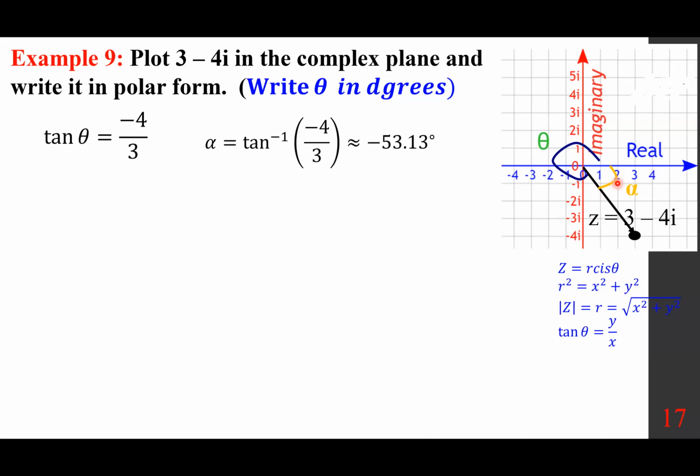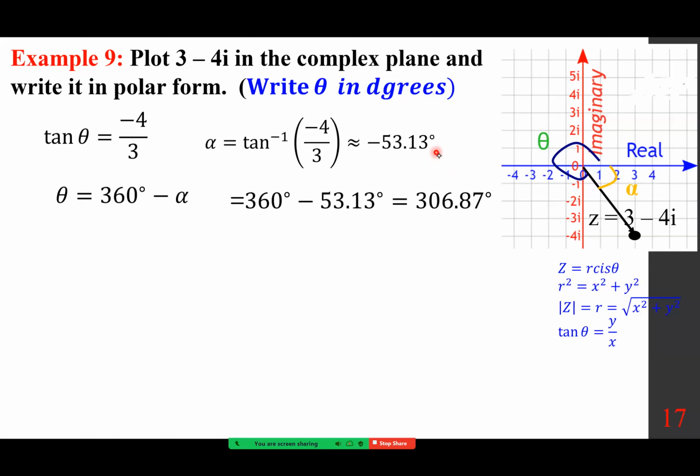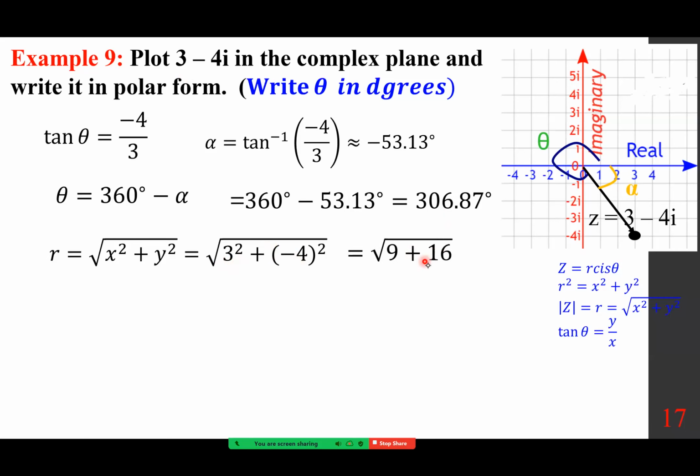If we want it to be positive, however, so if you said minus 53.13, it is correct. It's in the fourth quadrant, and the positive value of that makes it a reference arc. You subtract it from 360 degrees, and 306.87 degrees would be the same coterminal angle, having a positive value. That's all. r is square root of x squared plus y squared, which makes it 3 squared plus negative 4 squared. This is 9, this is 16. They add up to 25. Comes out as 5.